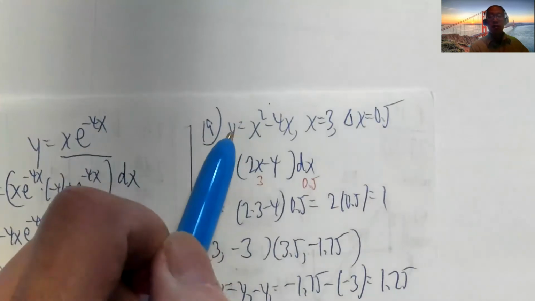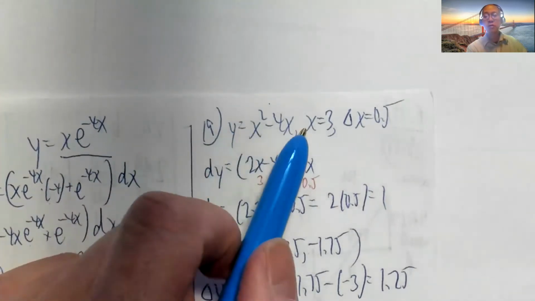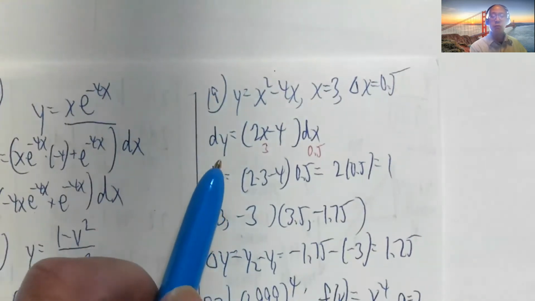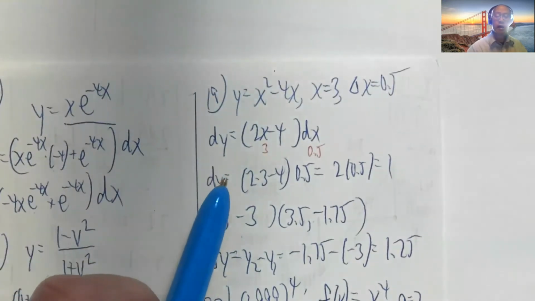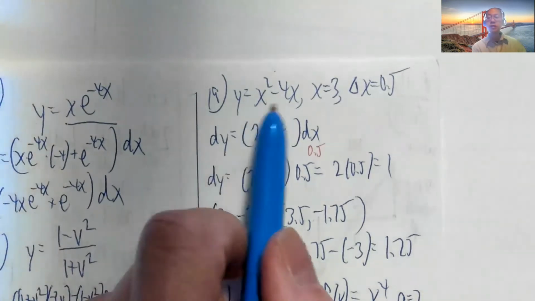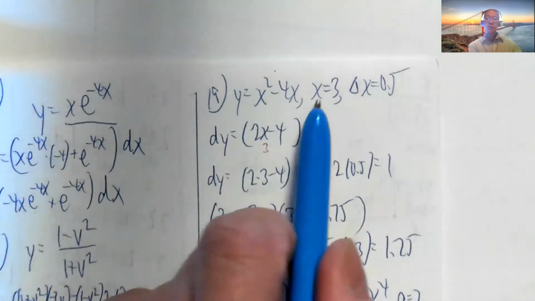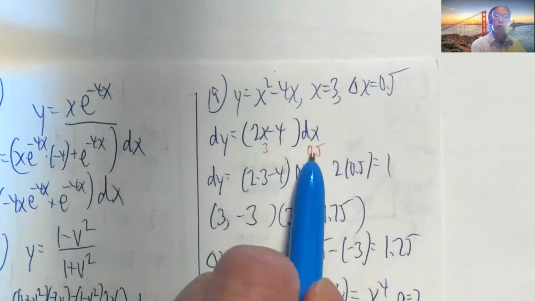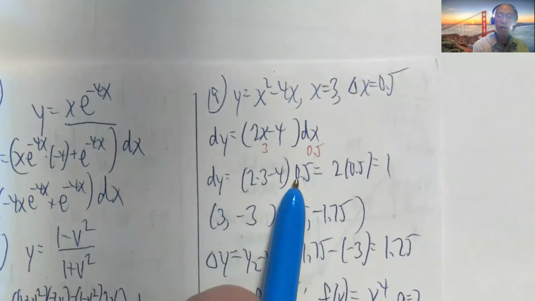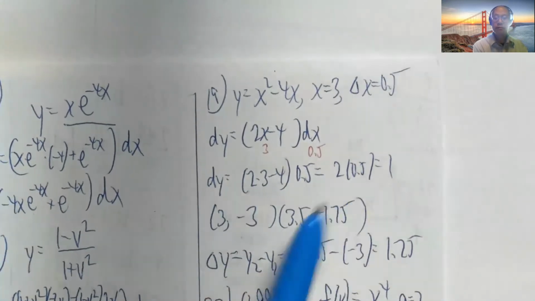Okay, 19. Y equals x squared minus 4x at x equals 3. Delta x is 0.5. They want us to compare dy and delta y. dy is usually easier to compute. So dy is 2x minus 4 dx. Plug in 3 right there, 0.5 there. So dy is 2 times 3 minus 4 times 0.5. That comes out to be 1.